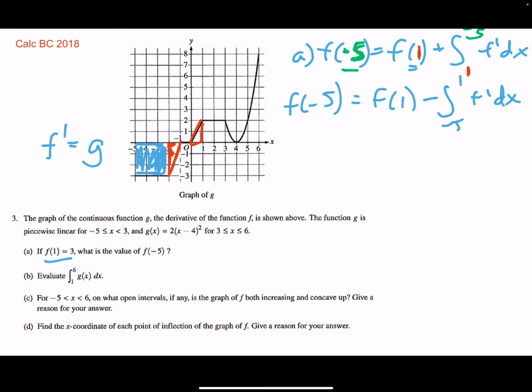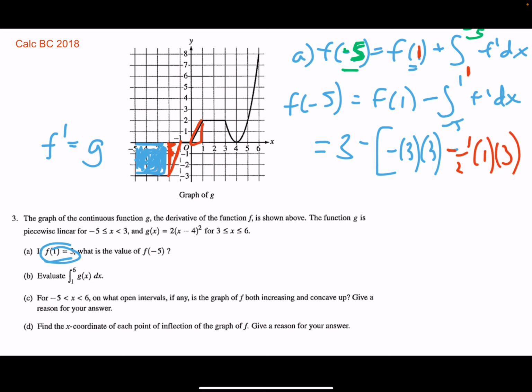So I'm going to say that my f of negative 5 is equal to f of 1, which we're given is a 3, minus whatever I get here. So the blue box here is going to have a negative value because it's below the x-axis, and it goes from negative 5 to negative 2, so the base is 3, and the height is also 3. And then I'm going to also have a negative because it's below the x-axis. The area of the triangle is going to be 1/2, base measures 1, height measures 3.